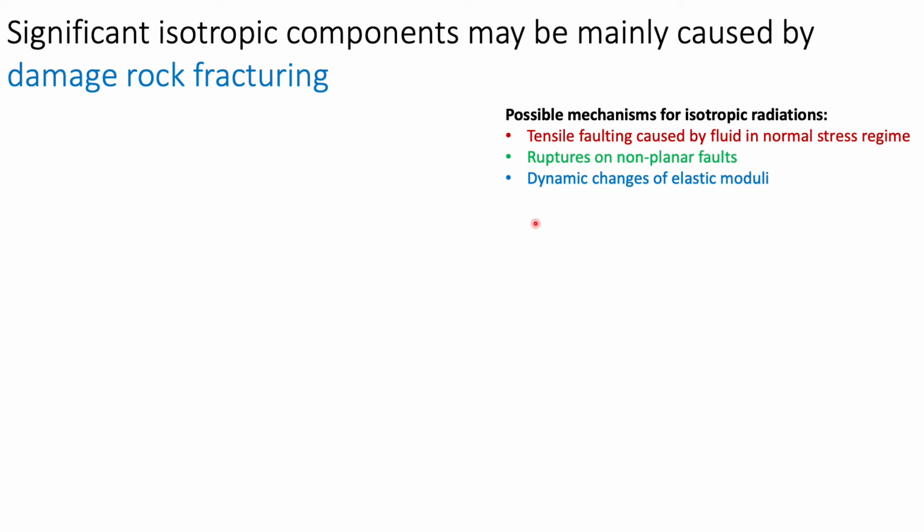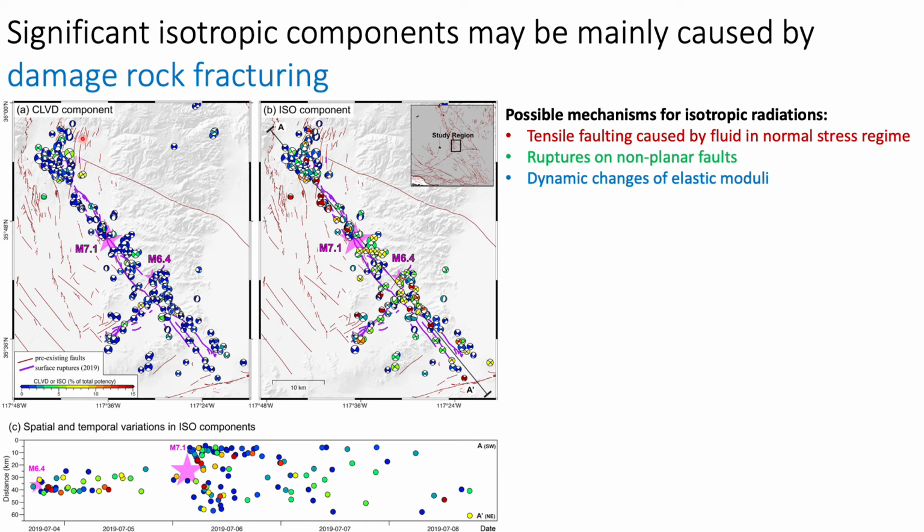There are three general explanations for isotropic radiations: tensile faulting caused by fluid in a normal stress regime, ruptures on non-planar faults, and dynamic changes of elastic moduli. For probing the underlying mechanism, we analyze the spatial-temporal variations of the solved isotropic components. Here, figures A and B show the spatial distribution of moment tensors colored by CLVD components and isotropic components. The bottom figure shows the temporal variations of isotropic components along A to A prime.